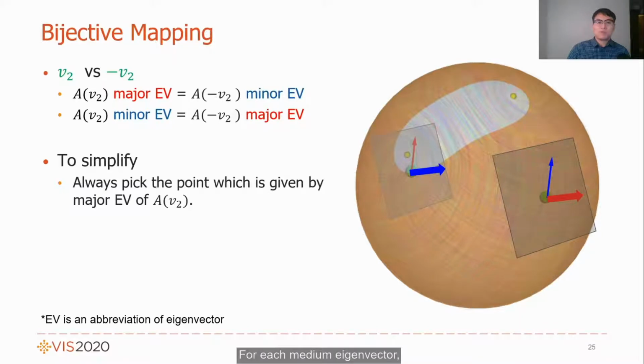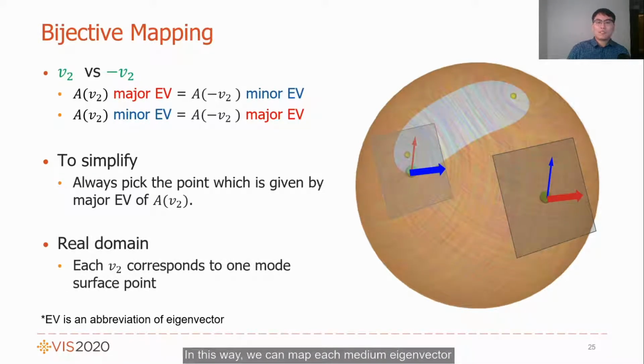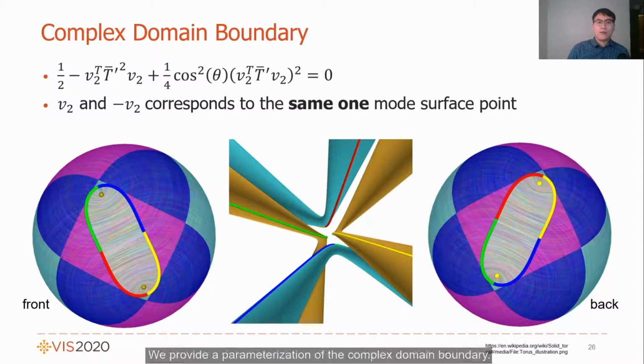For each meeting eigenvector, we always pick the mode surface point which is given by the major eigenvector of the asymmetric tensor field. In this way, we can map each meeting eigenvector inside the real domain to a single point on the mode surfaces. We provide a parameterization of the complex domain boundary. Note the asymmetric tensors of the two antipodal points on the boundaries have the same one eigenvector. So two antipodal points on the complex domain boundaries are mapped to the same one mode surface point.